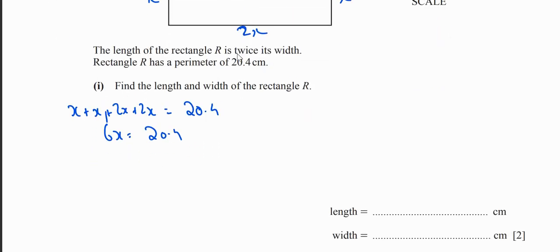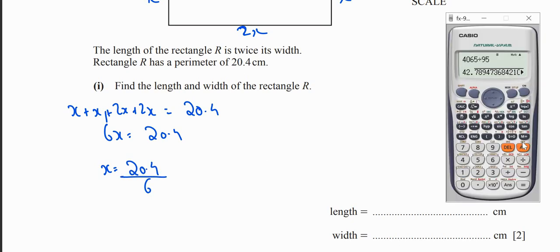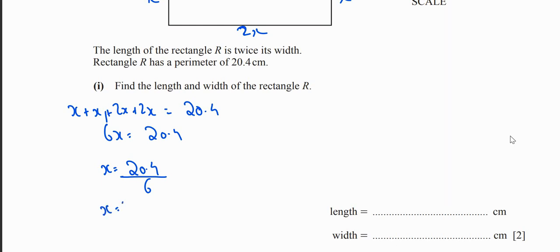So now x is equal to 20.4 divided by 6. When I divide it by 6, I get 3.4. So x is equal to 3.4. The question says that the length of the rectangle is twice its width. So width is 3.4, length is going to be 2 multiplied by 3.4, which is 6.8.